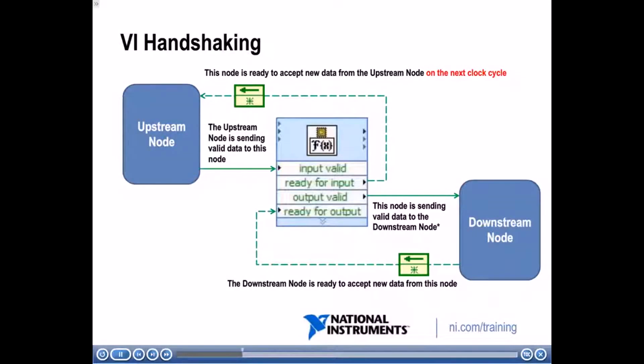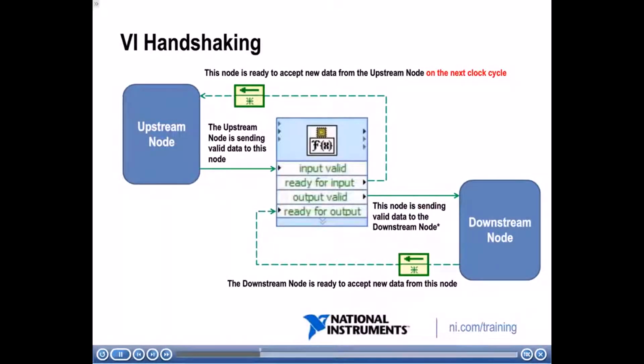So let's quickly talk about this example here. We see that there is a ready for input terminal right there, and what that's going to say is, okay, this node is now ready to accept inputs on the next iteration. This is why we're wiring the ready for input into a feedback node. So the next iteration, the upstream node knows that our VI is ready for an input. So the upstream node is going to be able to say whether it's sending valid data or not, and that's going to go inside the input valid. So if our middle node here is ready for an input and it sees that the input valid is true, it's going to go ahead and take that data and start processing it.